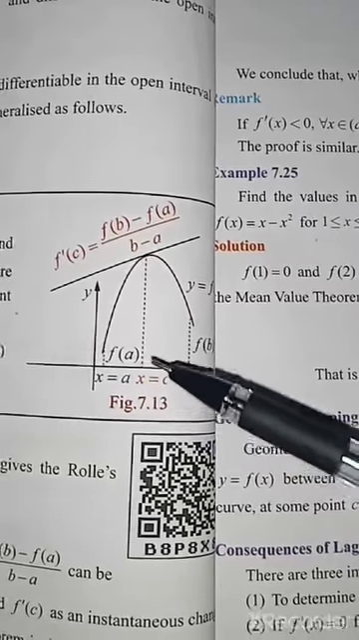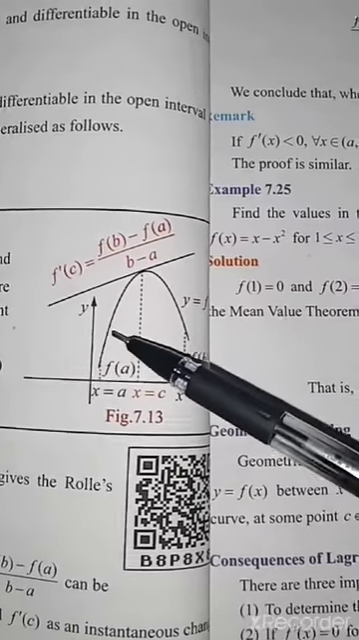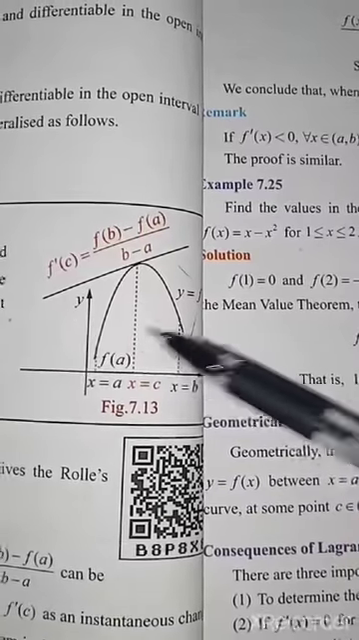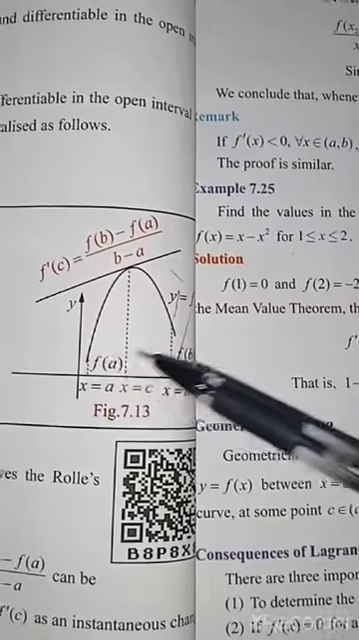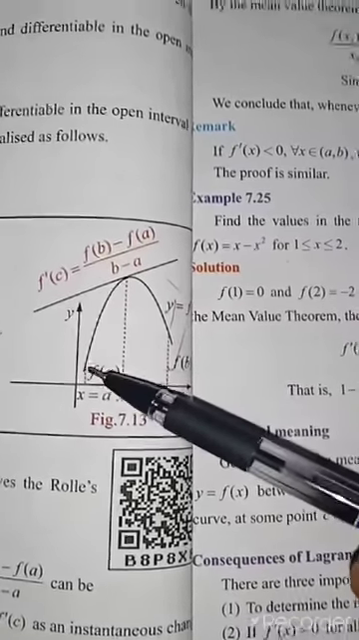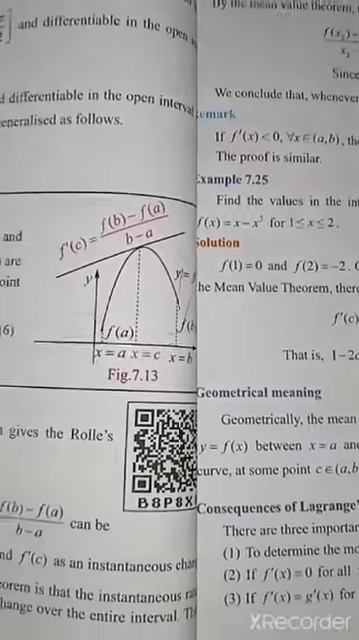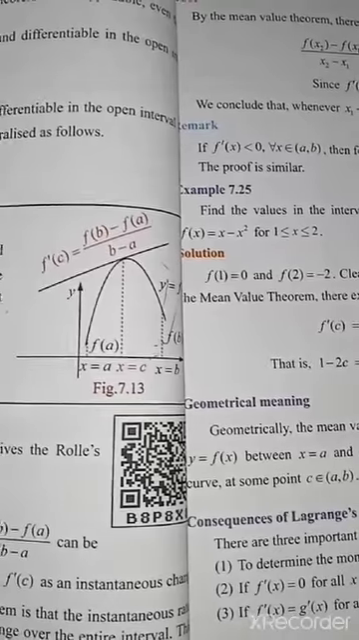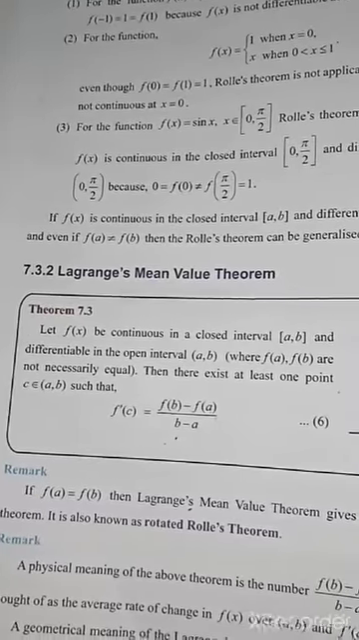And why did Lagrange come now? If you see Rolle's theorem, the f of a value and f of b value are equal. That is, we take a curve, take two points on that curve, and draw a line. If both values are the same, it is Rolle's theorem. If they are different, we have to use the Lagrange mean value theorem. So if f of a and f of b are equal, we have to use Rolle's theorem. If f of a and f of b are not equal, we have to use this Lagrange mean value theorem.